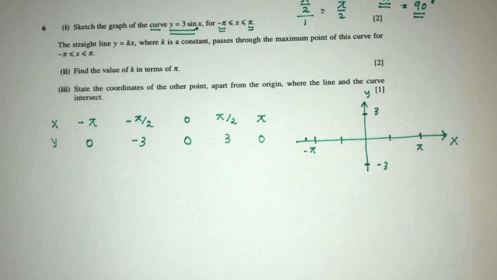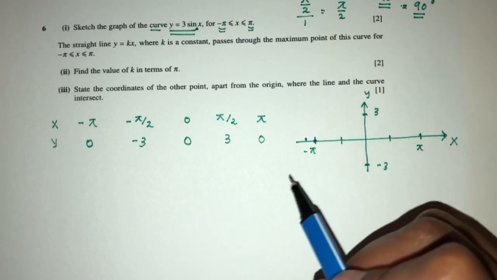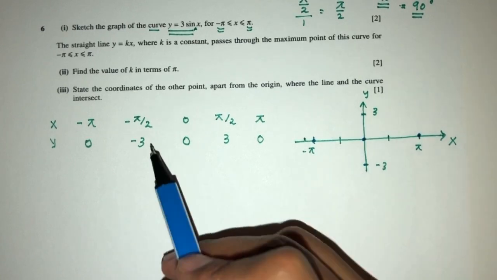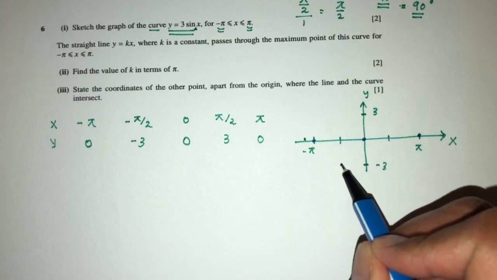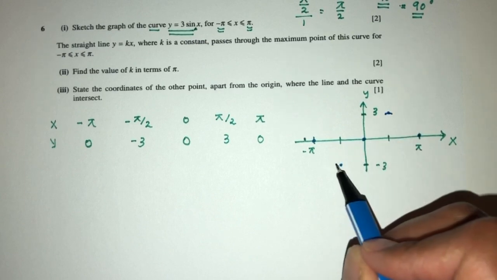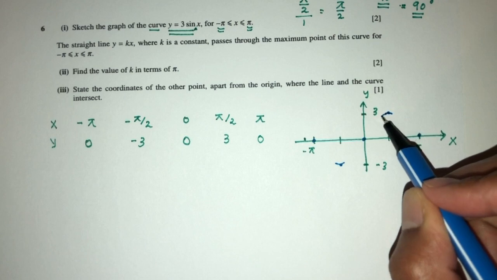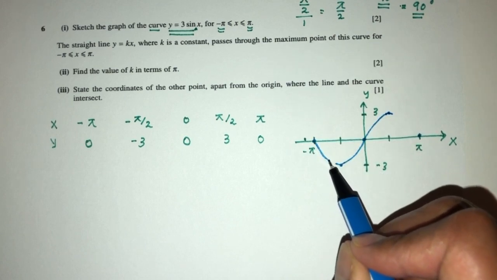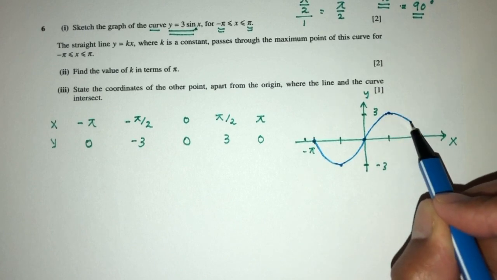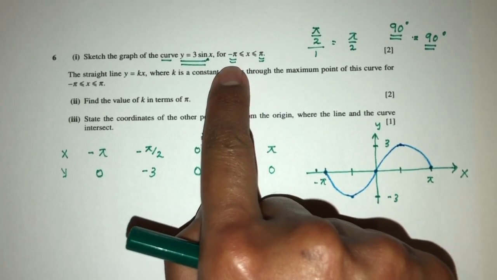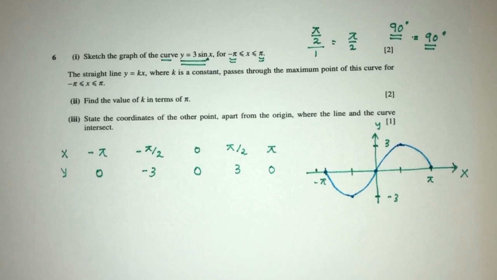So let's mark the points. Here first one is 0, and this will be 0, and this will be 0. And we know this will be minus 3, so minus 3 is right here, and this will be 3. So connecting this, this, and this. As you can see, this is a sketch for a graph of y equal to 3 sine x between the domain of minus pi to pi. Okay, that is part 1 of the question.